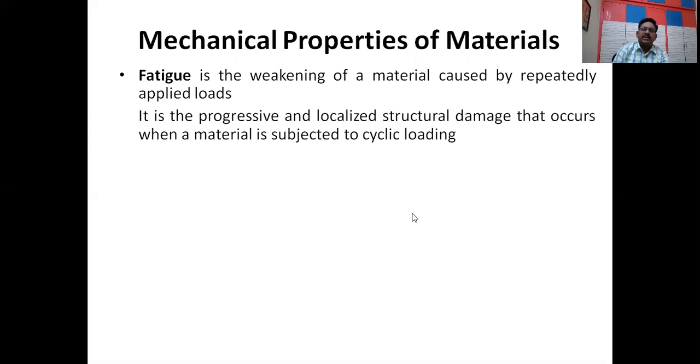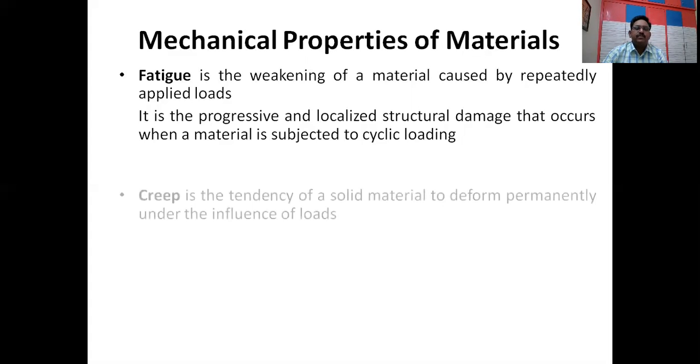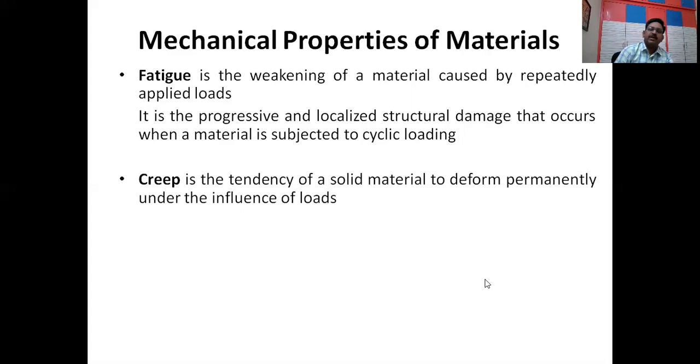So fatigue is a progressive and localized structural damage that occurs when a material is subjected to cyclic loading. Cyclic loading means repeated loading. Generally it is progressive and localized in nature. So at a particular local area, if the load is repeatedly applied, then fracture may occur and it may fail. So this is what the weakening of a material caused by repeatedly applied loads is called.